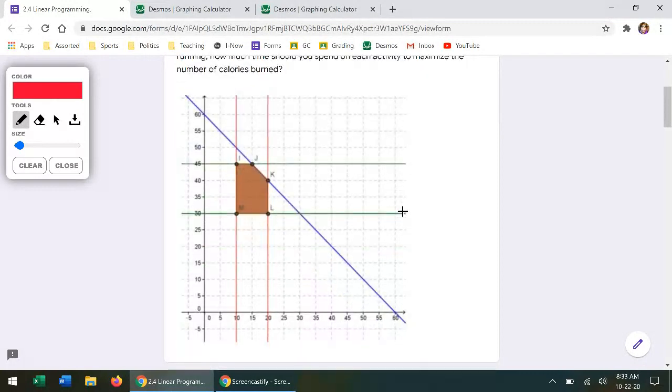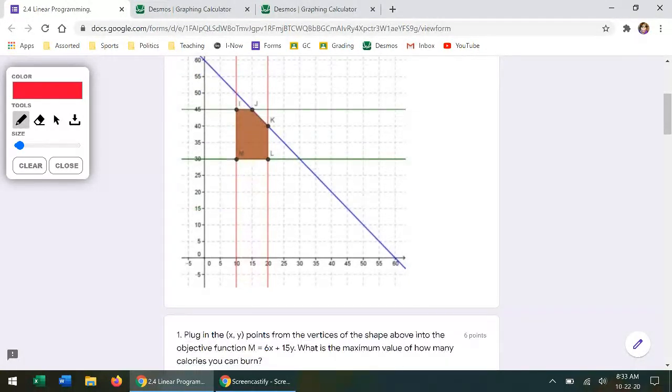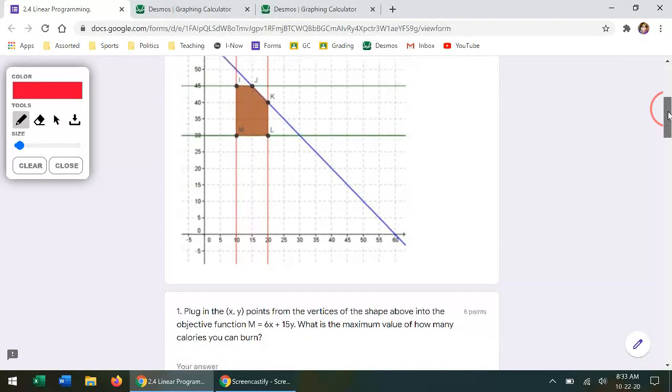Well, the constraints that are put in form this graph, and we're looking for the section where all the graphs overlap, and that makes this pentagon shape right here. The vertices, or the corners of this shape, can tell us a maximum value, or a minimum value if that's what we're looking for. So what we first need to do is find, or write down, where those vertices are. And it doesn't matter which order you go in, but I'll go in alphabetical order.